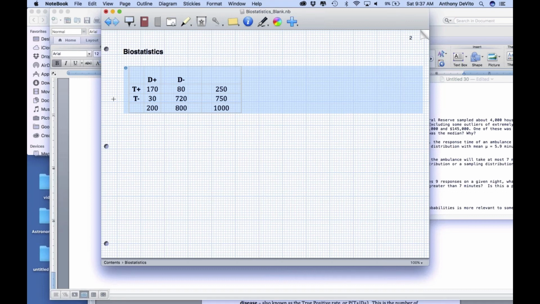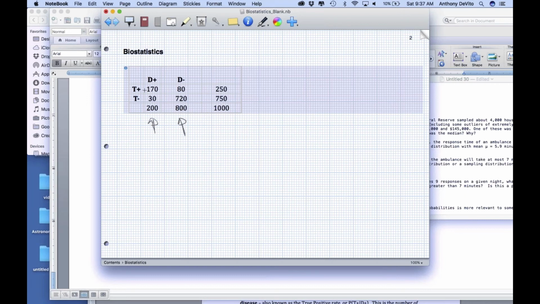Okay, so if I look at this in the columns, everyone that's in this column has the disease. Everyone that's in this column does not have the disease, D negative, okay? And these are the totals going across in rows. These are the totals going down the columns. Okay, so in this particular study, 1,000 people are included. 200 of them had the disease, 800 of them didn't have the disease.